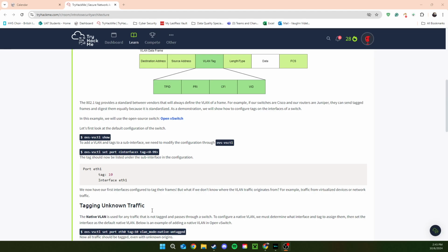The 802.1 tag provides a standard between the vendors that will always define the VLAN of a frame. For example, if our switches are Cisco and our routers are Juniper, they can send tagged frames and digest them equally because it is standardized.